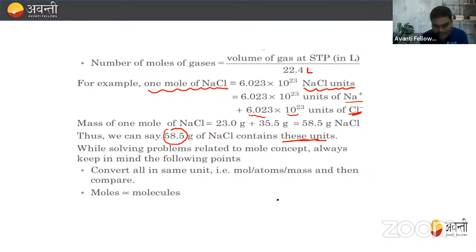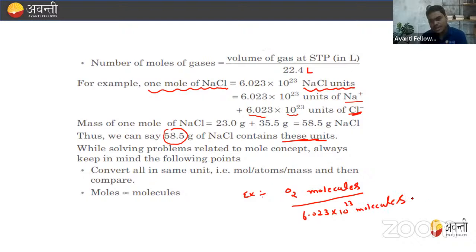On a similar basis, if I ask you about an O2 molecule: 6.023 into 10 raised to the power 23 molecules of O2, what will be the mass of this many molecules? Tell me the molecular mass quickly. What is the molecular mass of 6.023 into 10 raised to the power 23 molecules of O2?